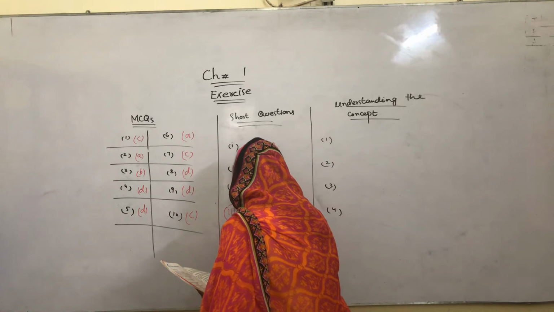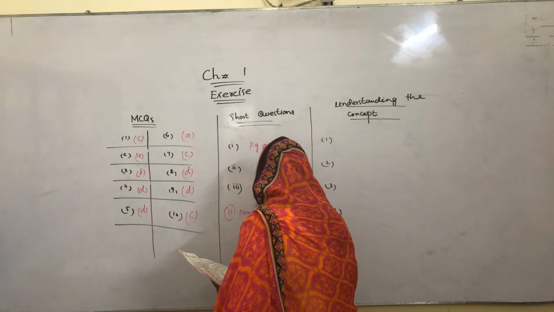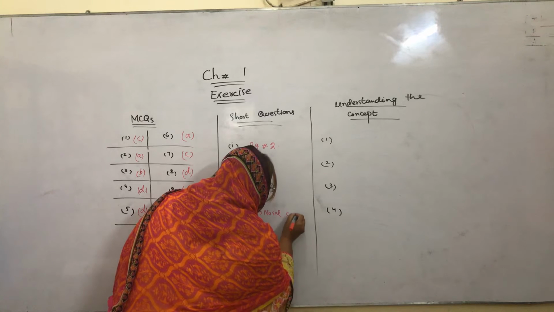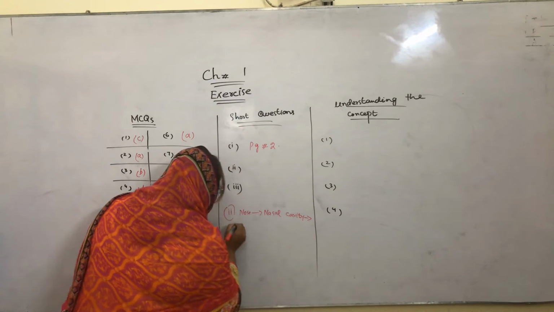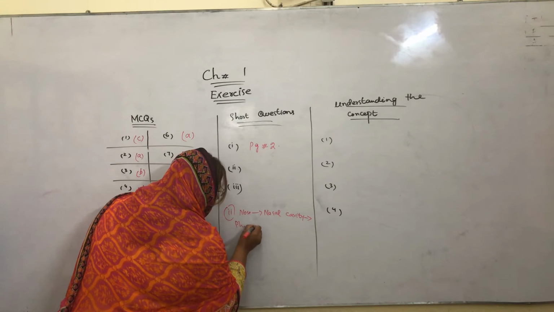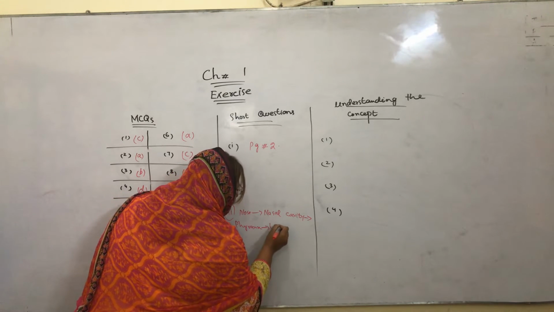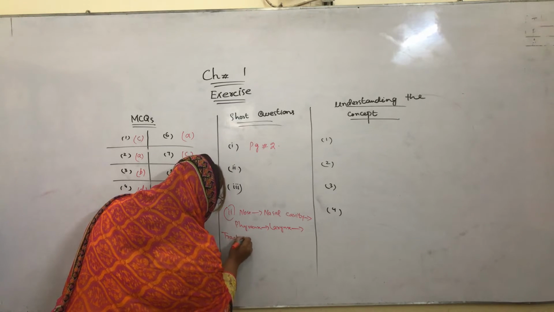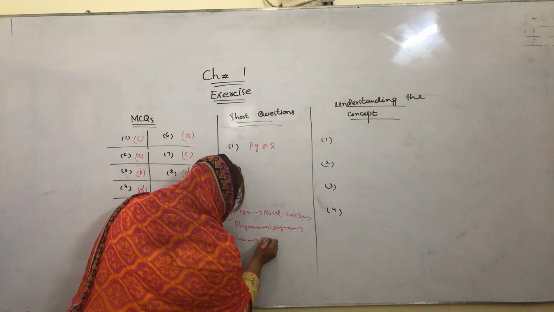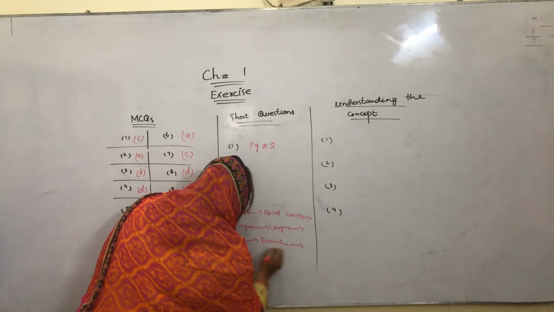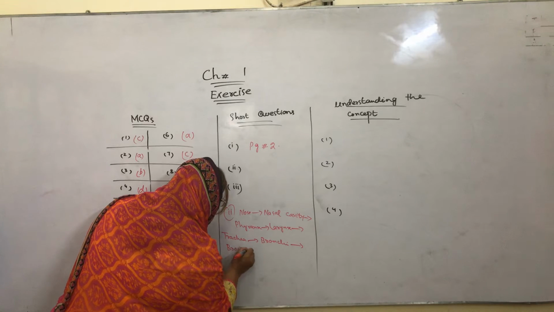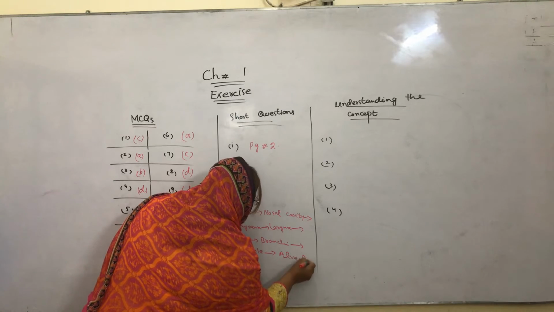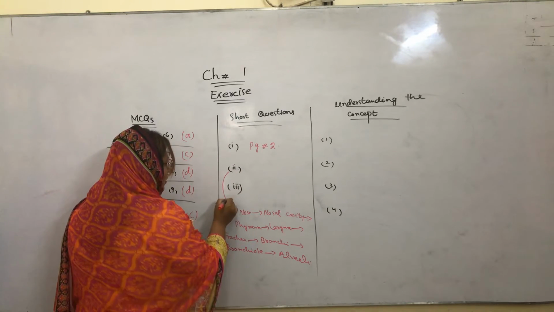From nose, then nasal cavity, then pharynx, then larynx, then trachea, bronchi, bronchiole, and then alveoli. So this is the answer of question number 2.